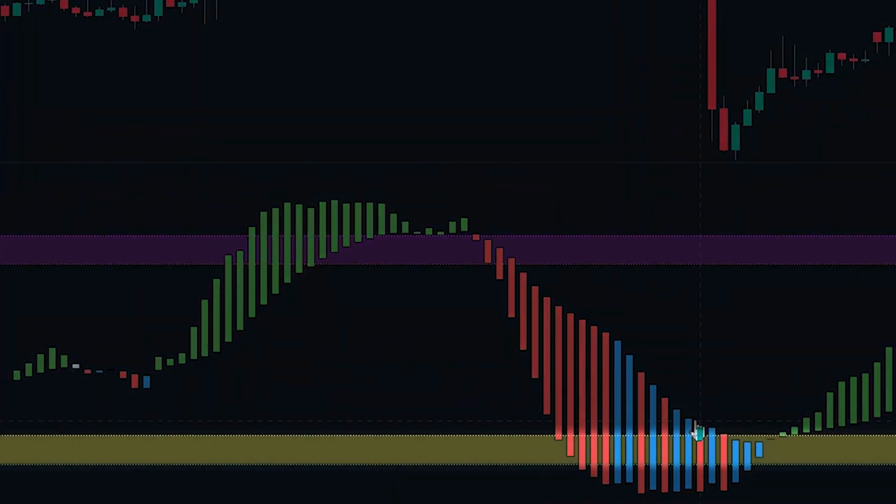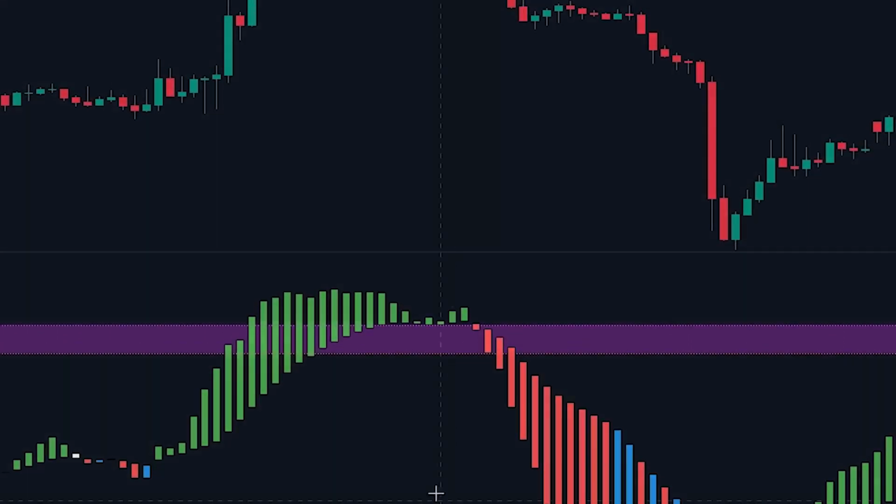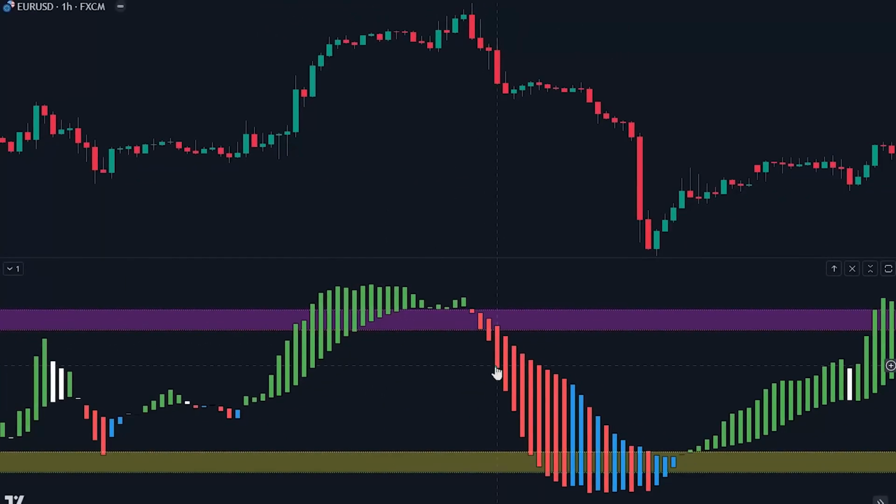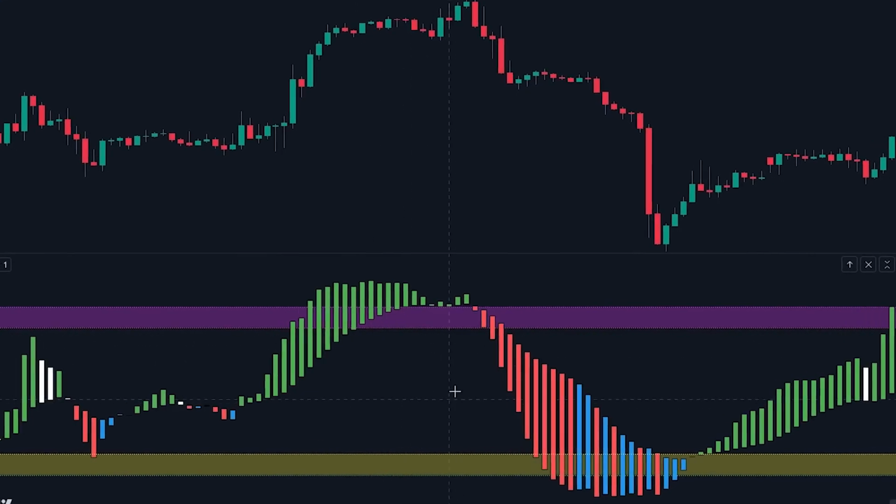The yellow threshold line represents the lower level, indicating a potential surge in buying activity initiated by the banker funds. On the other hand, the purple threshold line represents the upper level, implying a potential increase in selling pressure from these influential players. By monitoring the movement of the indicator in relation to these threshold lines, traders can gain insights into the overall market sentiment and the participation of banker funds.